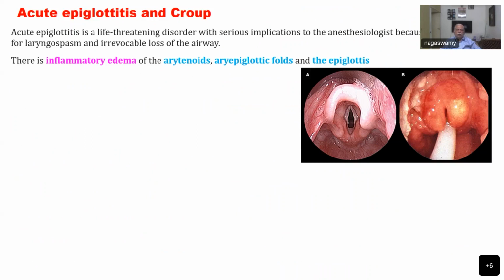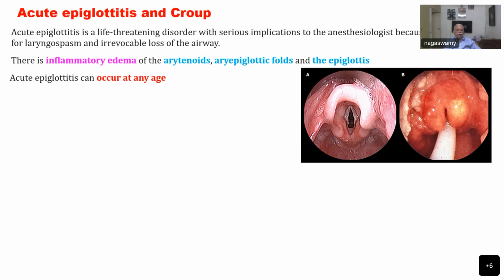So this picture here shows a normal epiglottis, normal arytenoid area, epiglottic fold, everything. When it is acute epiglottitis, this is how it looks. They have just put in a small bougie to show where the glottic opening is. Compared to this, you are not able to see anything. So that is how the whole epiglottitis will occlude the airway, and it is mostly above the larynx. So it can ideally be called supraglottitis rather than epiglottitis.